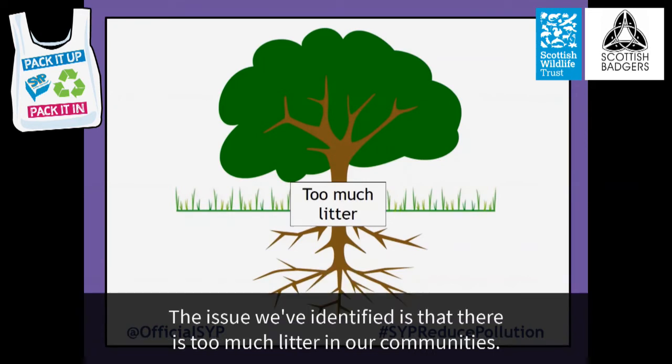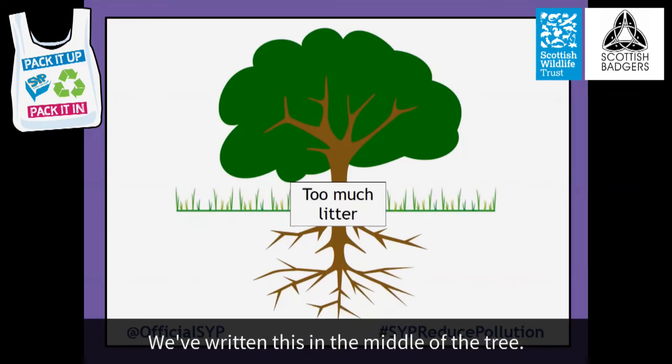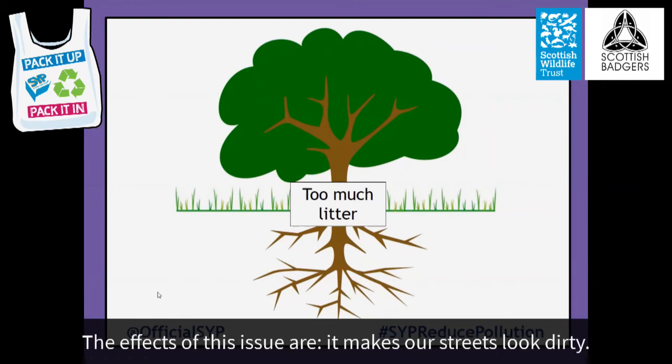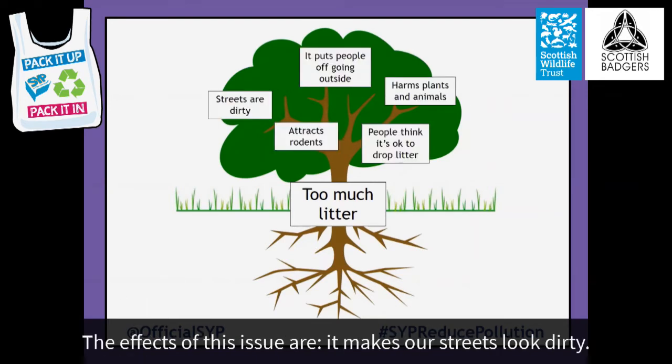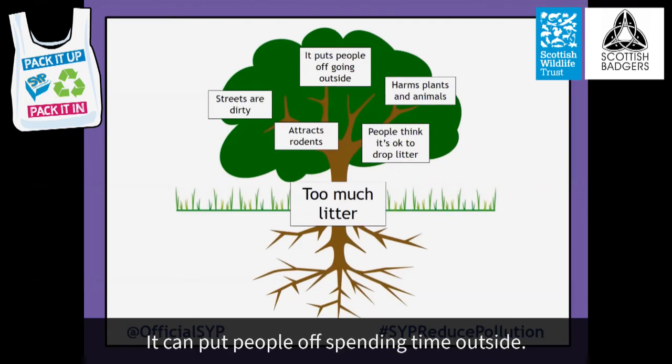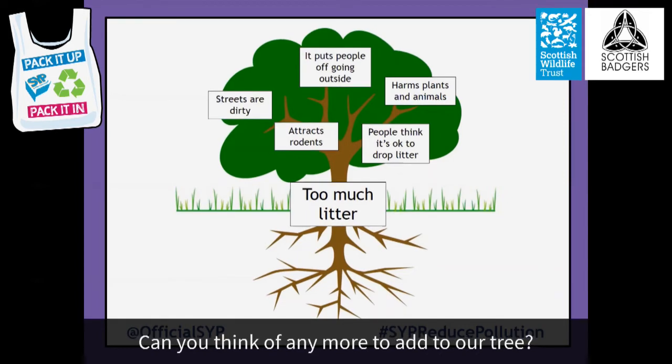The issue we've identified is that there's too much litter in our communities. We've written this in the middle of the tree. The effects of this issue are, it makes our streets look dirty, it can put people off spending time outside, it can attract rodents which spread diseases, it is damaging to the environment, and if some people see that an area is dirty, it can make them think it's okay to drop litter. There are lots of other effects of dropping litter. Can you think of any more to add to our tree?